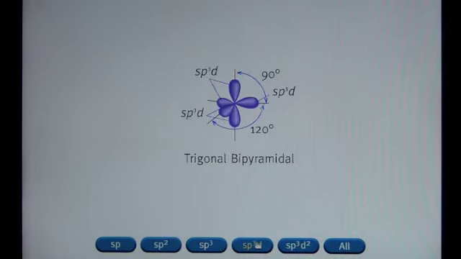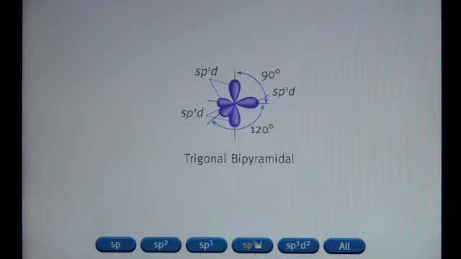If a central atom has five areas of high electron density around a central atom, then we have to be able to explain the electronic geometry. In this case, that would be trigonal bipyramidal. You're going to see that there are three hybrids within the plane. They're actually 120 degrees apart from each other, and then two of the hybrid orbitals will be above and below that plane, obviously at 90 degrees.